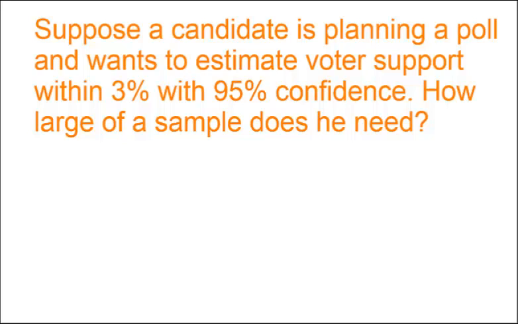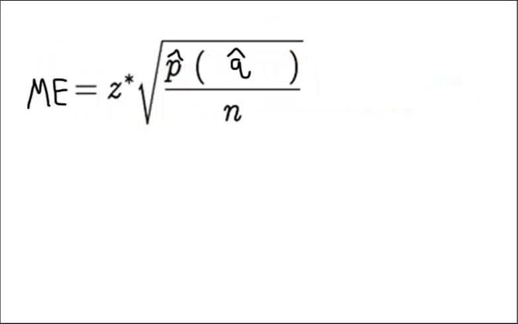First we need to look at the margin of error. So let's look at our margin of error equation and fill in what we know from the question. We want to know within 3%, so our margin of error would be 0.03. Next, they want 95% confidence, so our critical value from the normal model would be 1.96. We can plug in both of those.